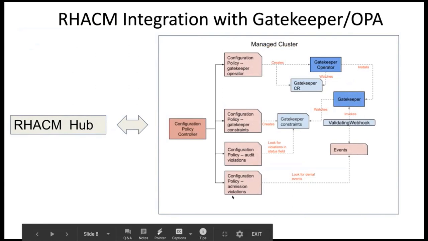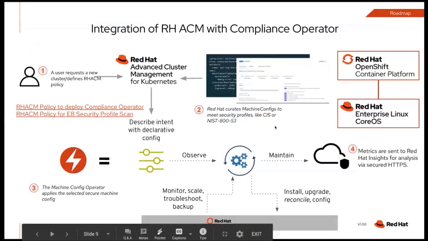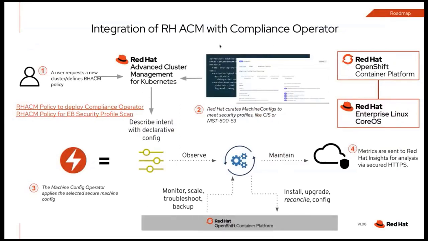So U is going to give us a demo on these capabilities. But before I hand it over to you, I also want to highlight that we also have integration in place with ACM for the OpenShift compliance operator, which is an example of an operator that can be deployed on the managed cluster. And through an ACM policy, we can make sure this operator is deployed. And we also have another policy that allows you to specify a security profile that directs the compliance operator to perform the compliance checks and return results back to us. So we'll show a quick demo of that as well.